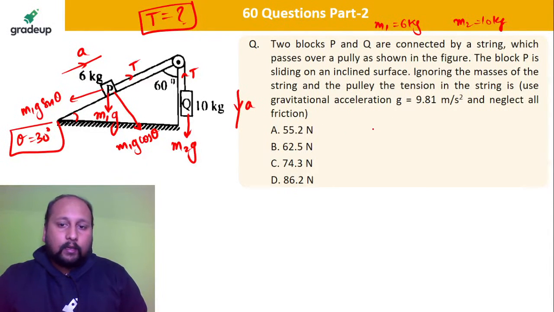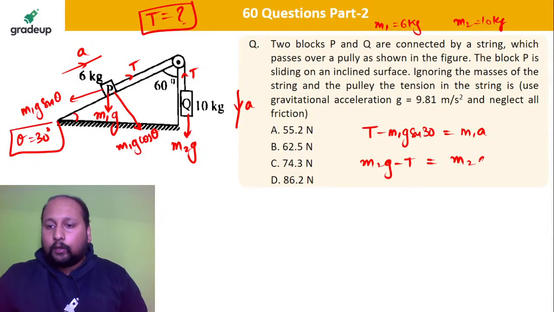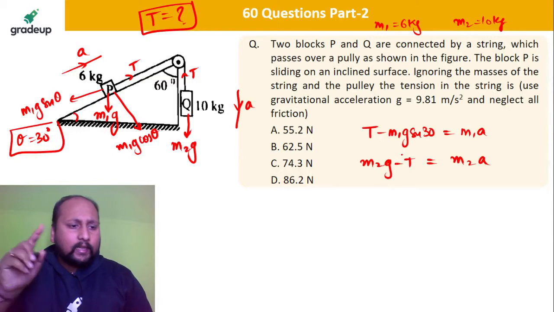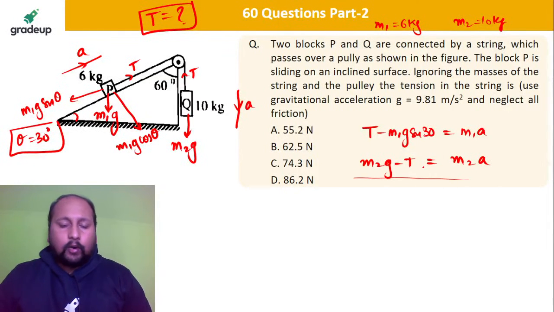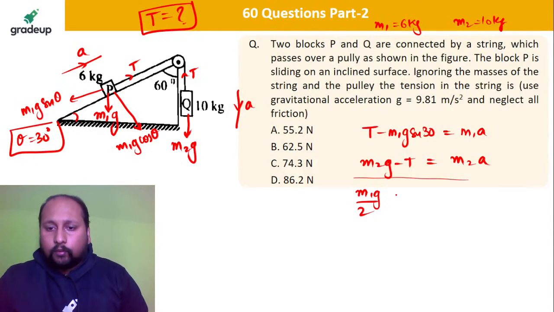So we'll be having T minus M1G sin 30 is equal to M1A, and we'll be having M2G minus T is equal to M2 into A. Add these two equations. We remove the tension and find the acceleration because that will serve our purpose. So when you add, we have M1G sin 30, which is 1 by 2, plus M2G is equal to M1 plus M2 into A.